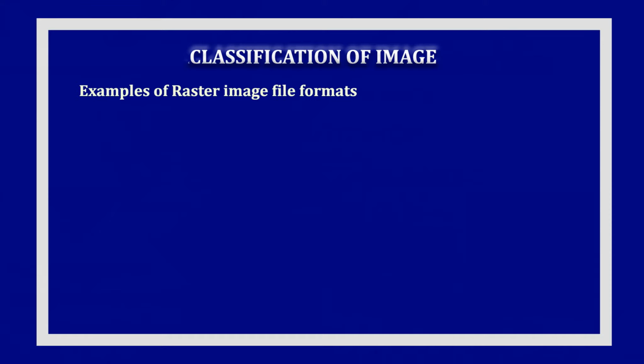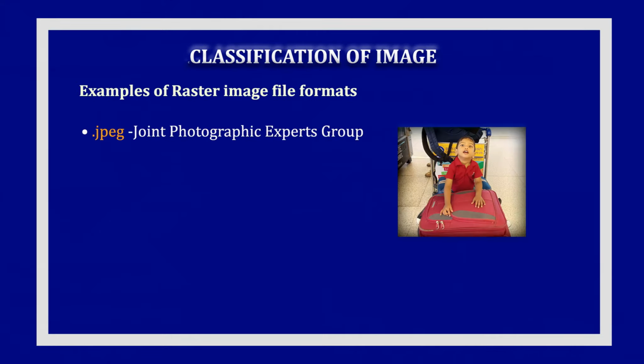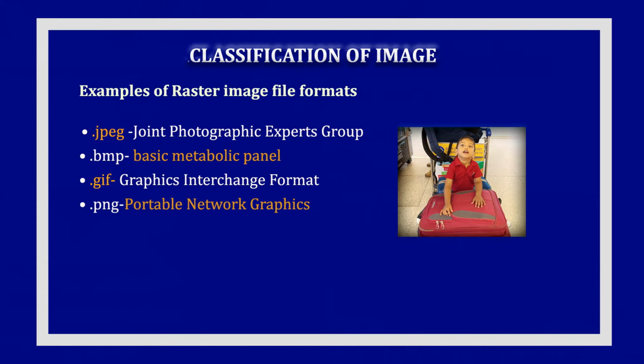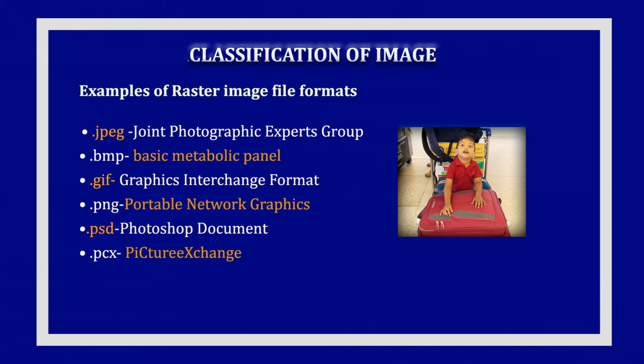Examples of raster image file formats. .jpeg, Joint Photographic Experts Group. .bmp, Bitmap. .gif, Graphics Interchange Format. .png, Portable Network Graphics. .psd, Photoshop Document. .pcx, Picture Exchange. .tiff, Tagged Image File Format.